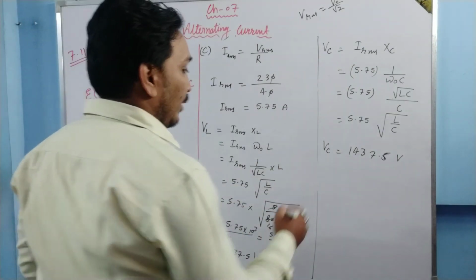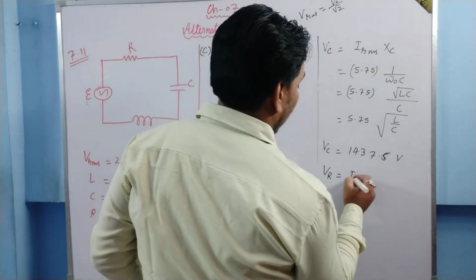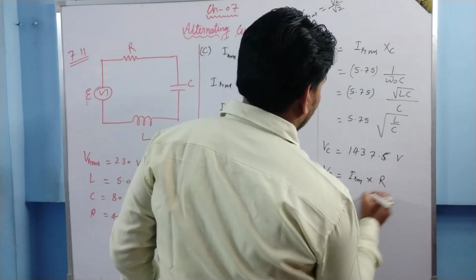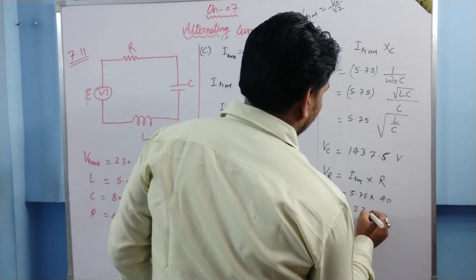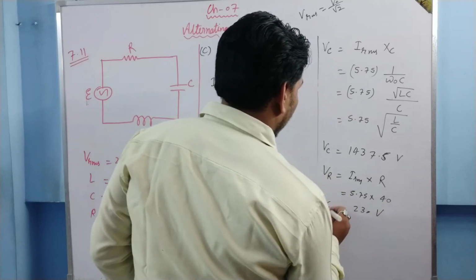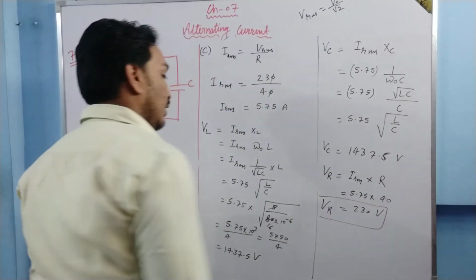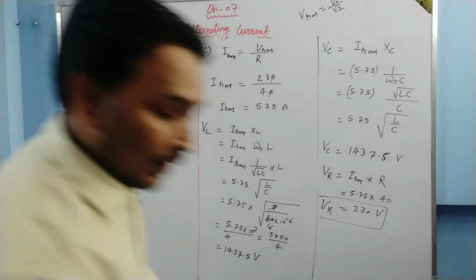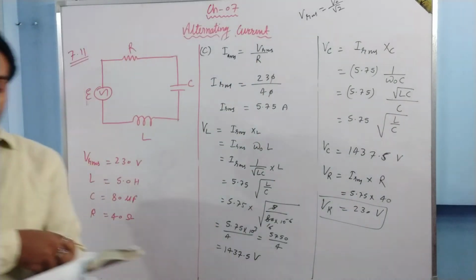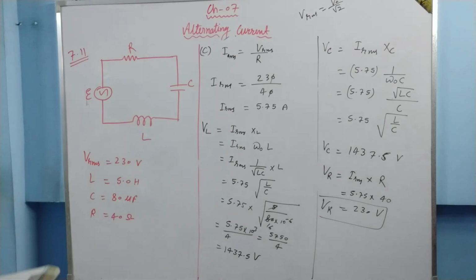So the total voltage will be dropped across the resistor, which is IRMS multiplied by R. The value of IRMS is 5.75 multiplied by 40. If you multiply it, you will get 230 volt. So all the voltage will be dropped across the resistor, and the resultant of the voltage of the inductor and the capacitor will be 0 because they are equal and opposite in phase. Okay, so these can be asked in a resonating LCR circuit. Right?